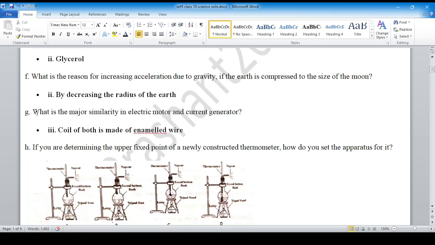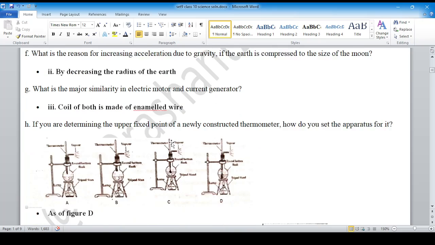Question number G: what is the major similarity in an electric motor and a current generator? As you know, the coil of both of them is made of enameled wire.